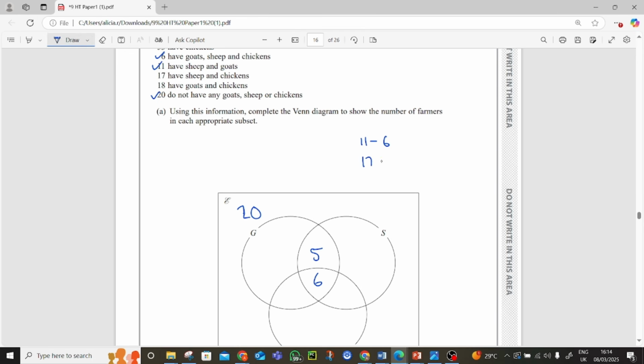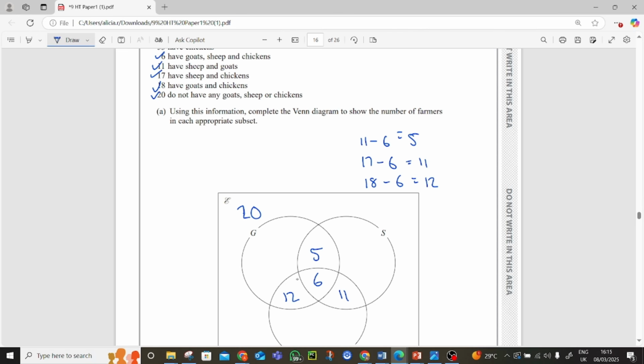So I'm going to do 17 minus 6. I've got 5. And then here's 17 minus 6 is going to get me 11. So that's an 11 in there. And then the last one is going to be 18 have goats and chicken. So we have 18 minus that 6 again is going to be 12. And so it's 12 that go in this category here. And this is also done.